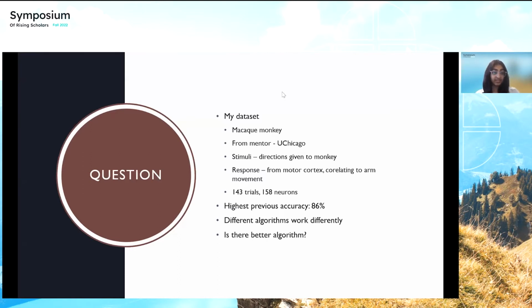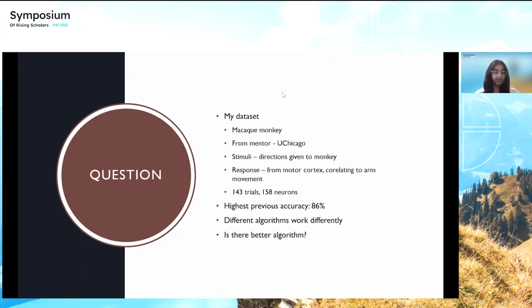My data set was recorded from a macaque monkey. It was given to me by my mentor from U Chicago. The stimulus of this experiment was a directional cue given to the monkey, and the monkey would respond by moving a joystick in that specific direction. The neural activity from the motor cortex that correlated to that arm movement was the response. This data had 143 trials, with data collected from 158 neurons.